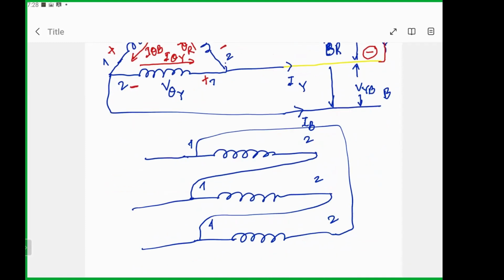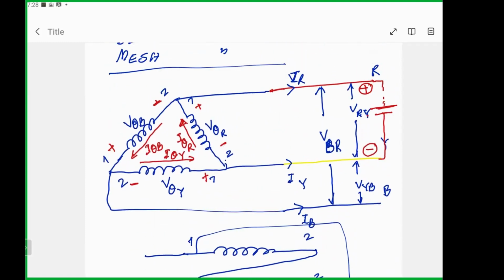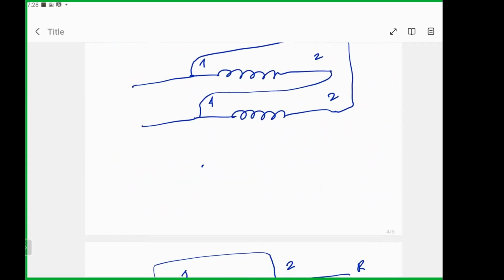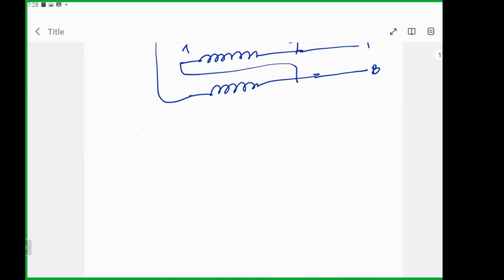If I start from this particular point, it will be minus V theta R, then plus VRY. So writing KVL, minus V theta R plus VRY should be equal to 0. Then you can write VRY equal to V theta R.